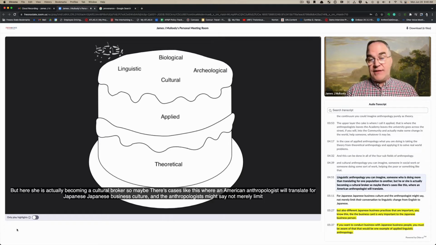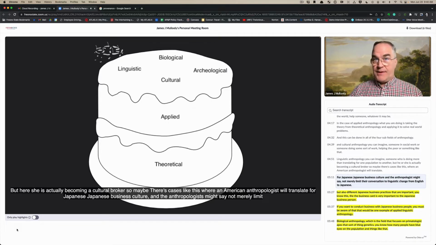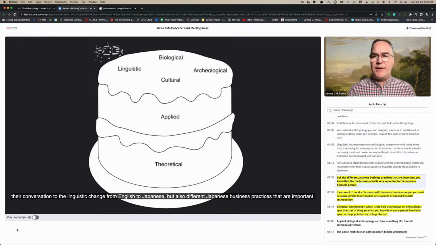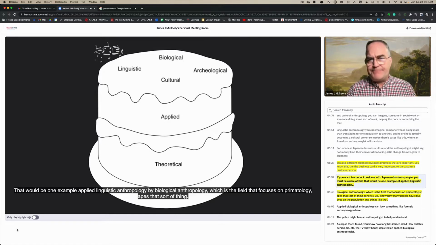So maybe there's cases like this where an American anthropologist will translate for Japanese business culture, and the anthropologist might not merely limit their conversation to the linguistic change from English to Japanese, but also explain different Japanese business practices that are important. The business card is very important to the Japanese business person. If you want to conduct business with Japanese business people, you must be aware of that. That would be one example of applied linguistic anthropology.